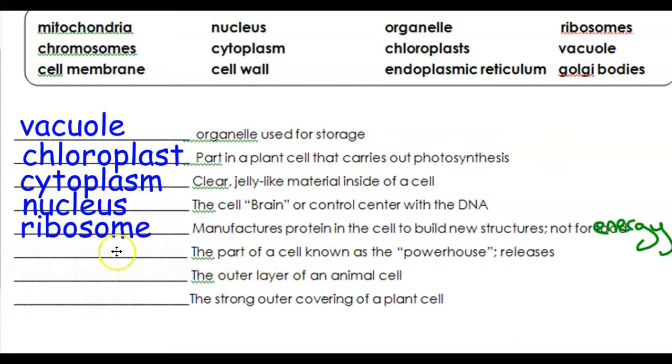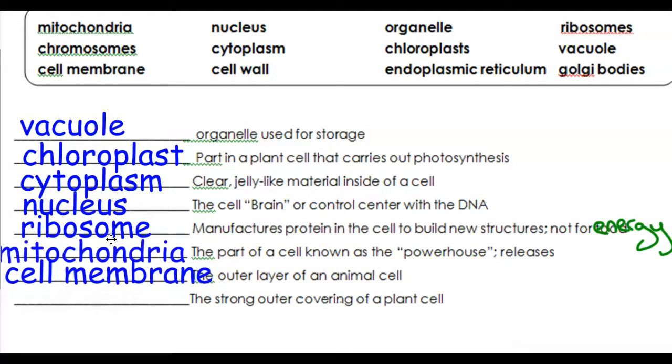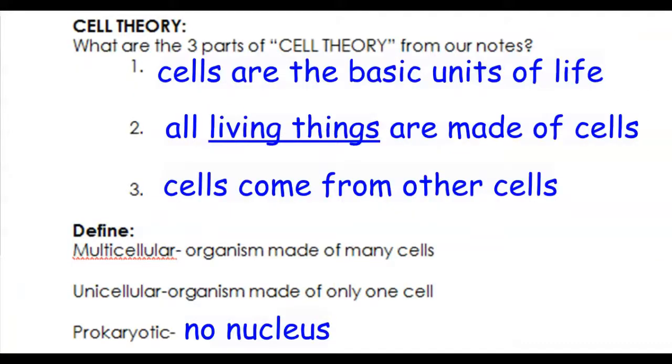Okay, powerhouses. To release that energy from food, we need the mighty mitochondria. And all cells have a membrane or outer covering, and only plants have the cell wall for that additional strength and support. How'd you do? Okay, let's take a look at our next page.